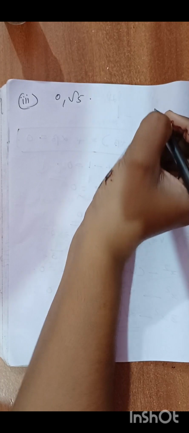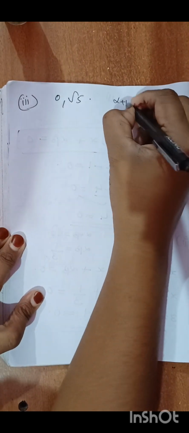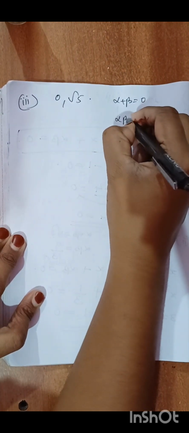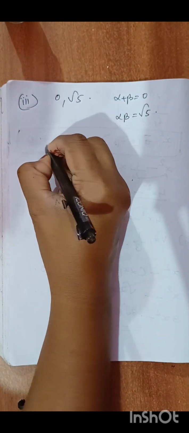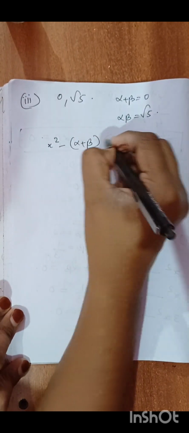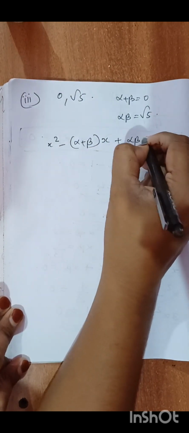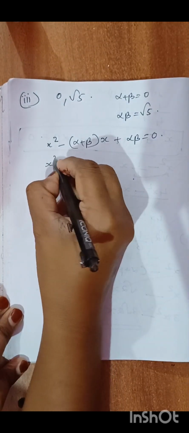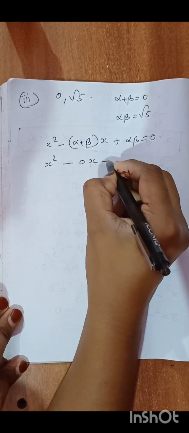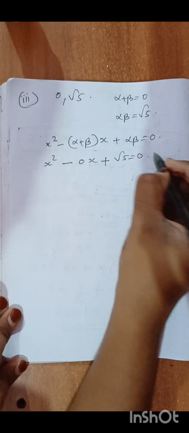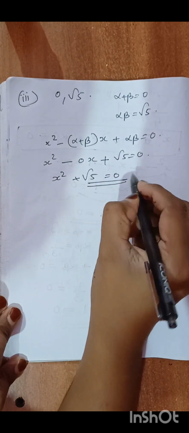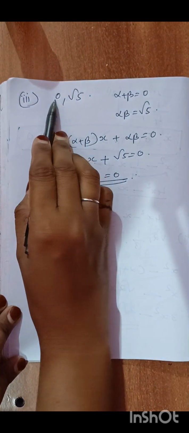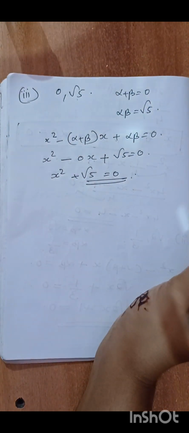Okay, the third question is 0 and root 5. That is, alpha plus beta is 0 and alpha into beta is root 5. Then we can write the quadratic polynomial as x square minus (alpha plus beta) x plus alpha beta is equal to 0. Substitute this one: x square minus 0x plus root 5 is equal to 0. It will be x square plus root 5 is equal to 0. This one is the quadratic polynomial with the sum 0 and the product root 5.